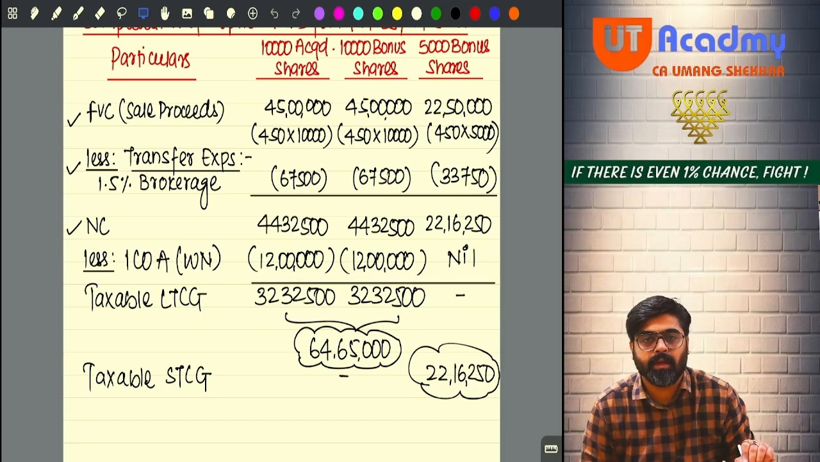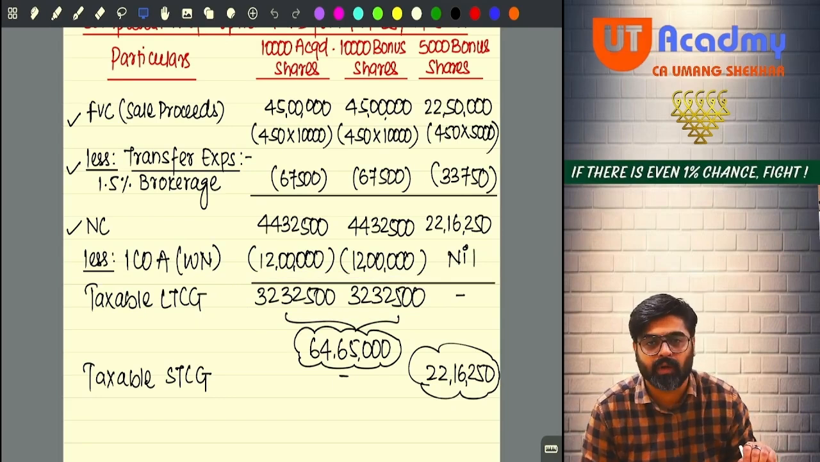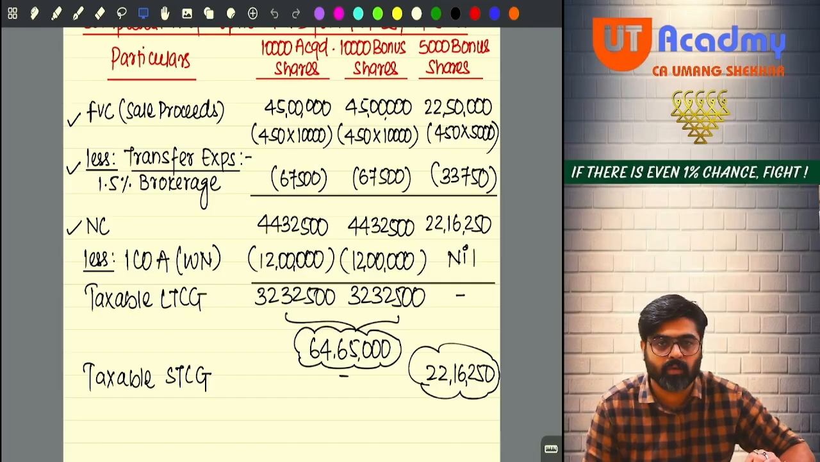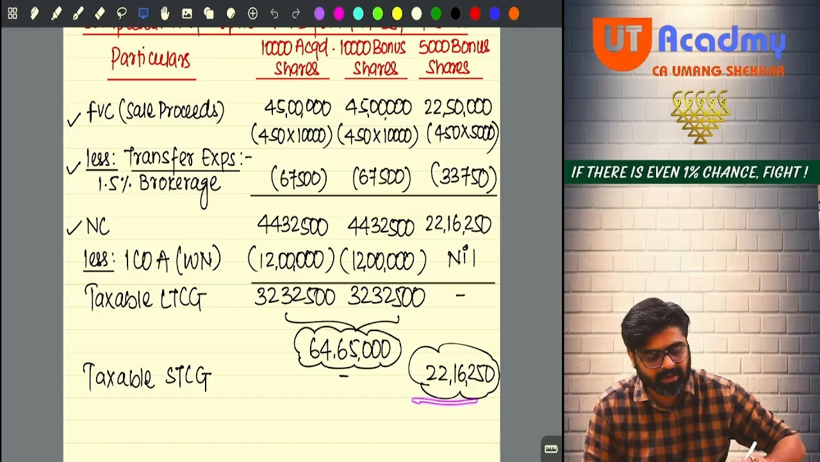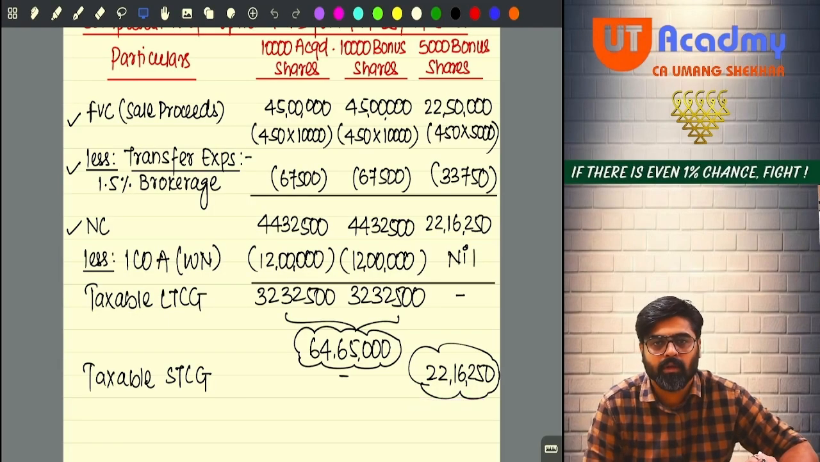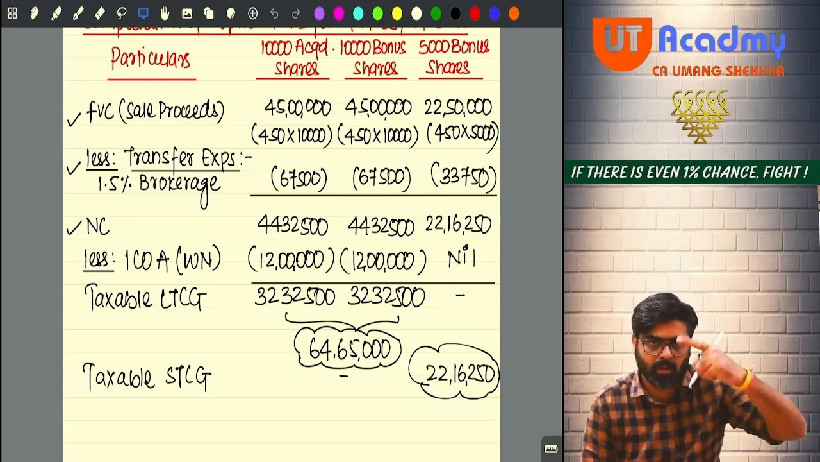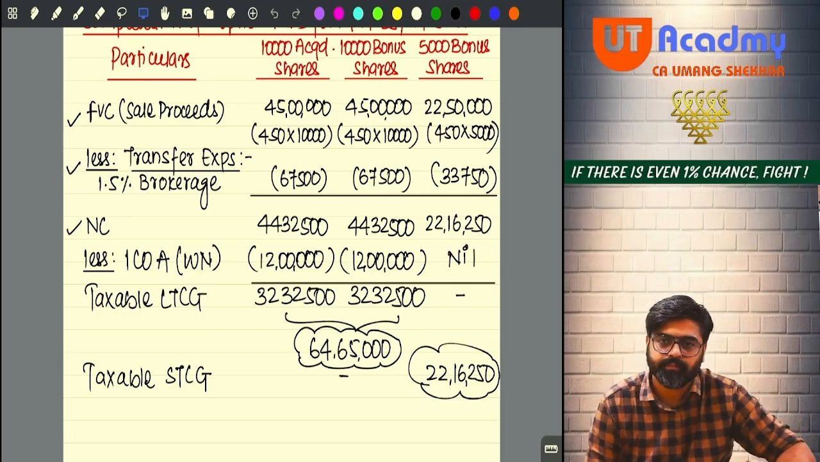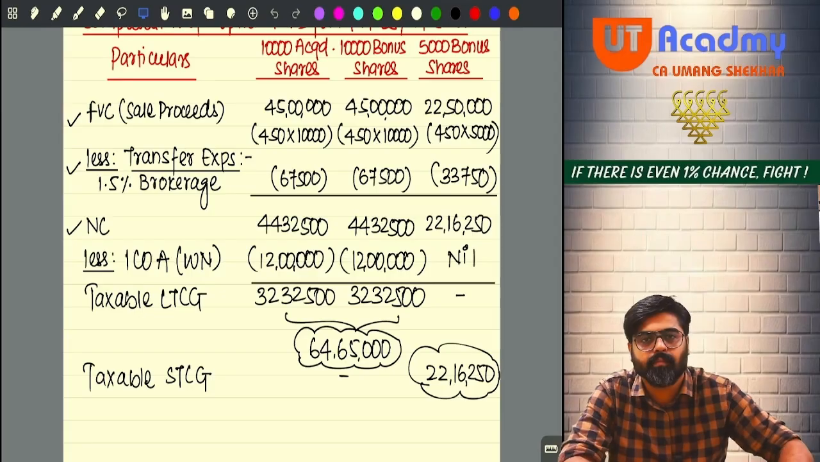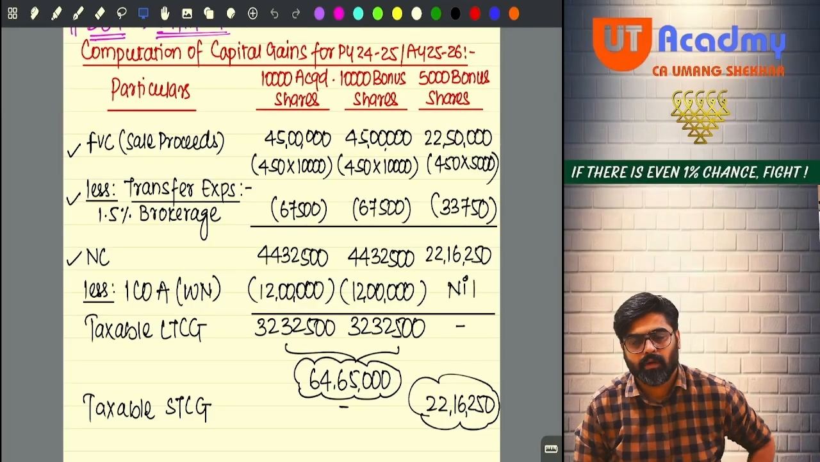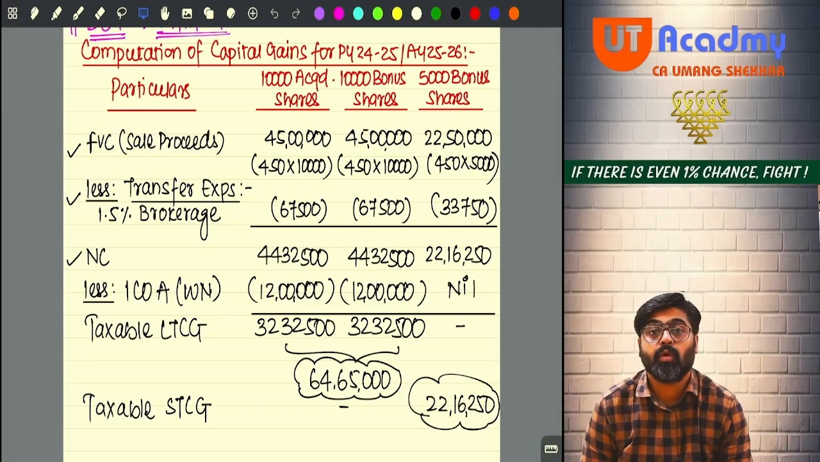Now your long-term capital gain will be 64,65,000 in first two cases taken together. And last one remaining same, 22,16,250. So copy this part first. Write down note below this solution only. That note is relevant for this solution.